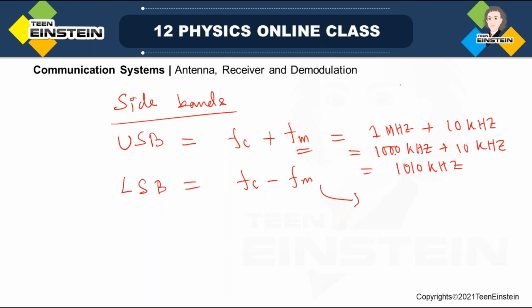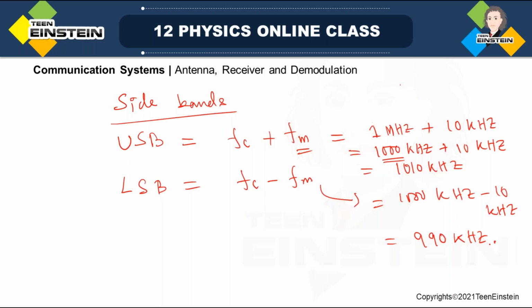What will be LSB? From here you just have to subtract. It will be 990 kilohertz. Okay, this is the lower side band.